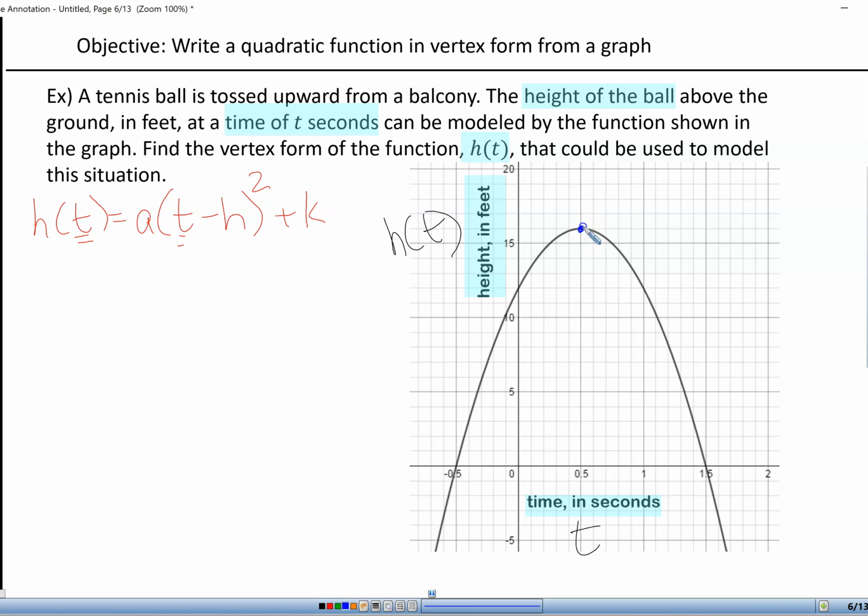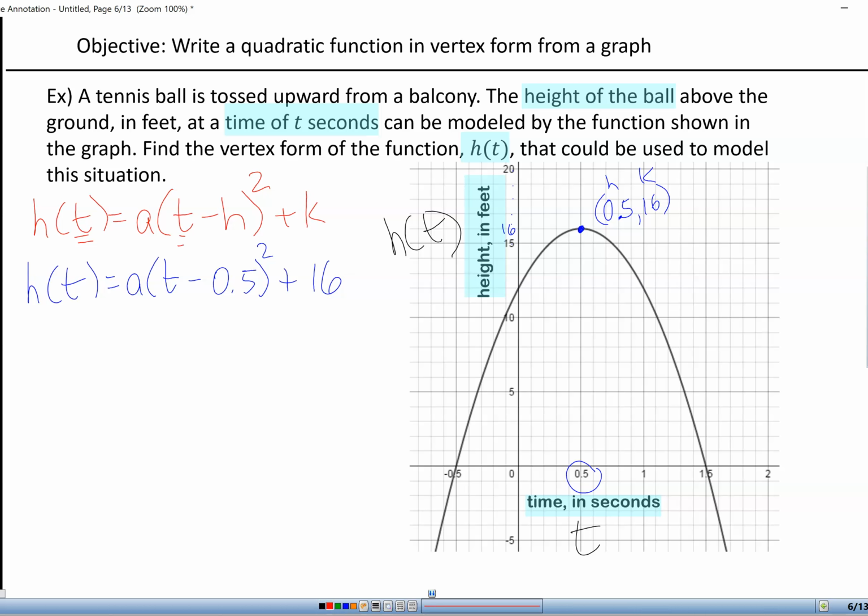This time we have to identify the coordinates, so pay attention to scale. So we see that we have a t value of 0.5. And we have an h of t value of 16. And I can figure that out because this is 15, 16, 17, 18, 19, and 20. So that's my h of t, or actually my k, sorry. They are t and h of t, but they're h and k for our vertex. So now what we have is h of t equals a times parentheses t minus our h of 0.5, quantity squared, plus our k of 16.